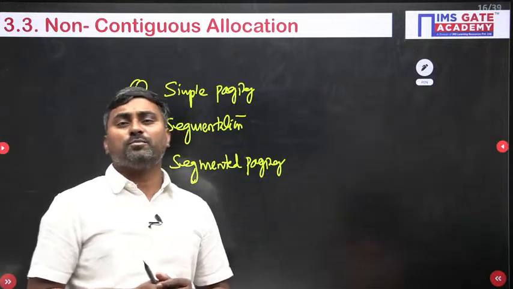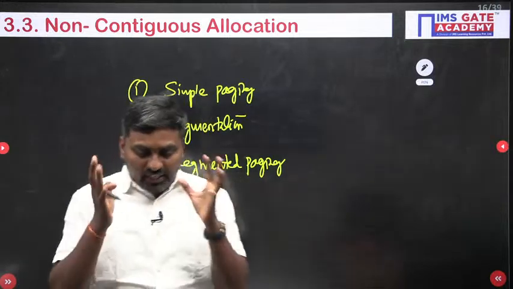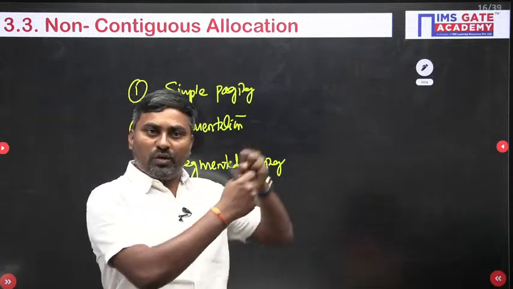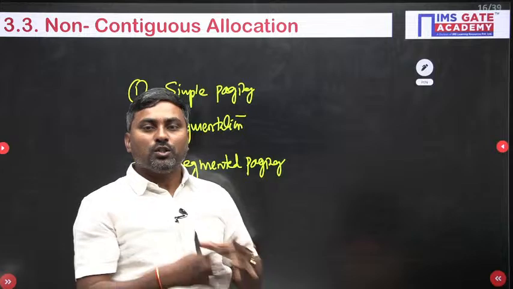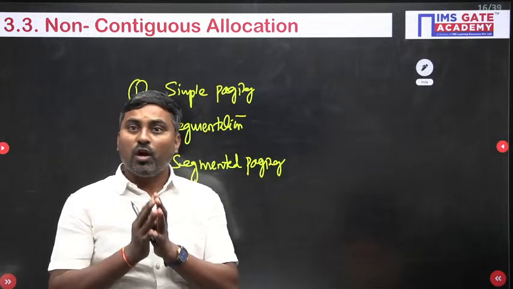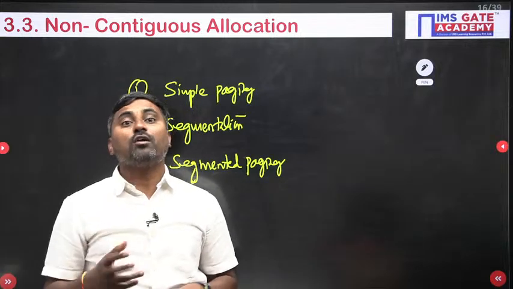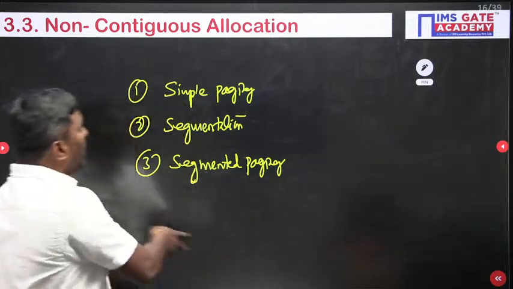non-contiguous allocation. Non-contiguous means what? We divide the process into parts like pages, and memory is also divided into frames. So this entire process will not be in one place, it is distributed over the memory. That is the meaning of non-contiguous.